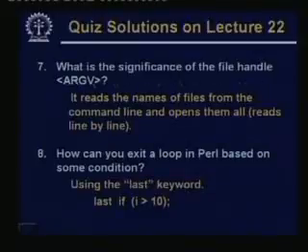What is the significance of the file handle ARGV? It reads the names of the files from the command line and opens them all. That means all the files will be read line by line and the lines will be returned in sequence. How can we exit a loop in Perl based on some condition? Using the last keyword, like last followed by a condition.